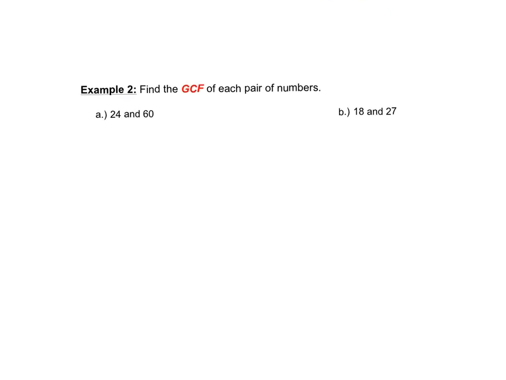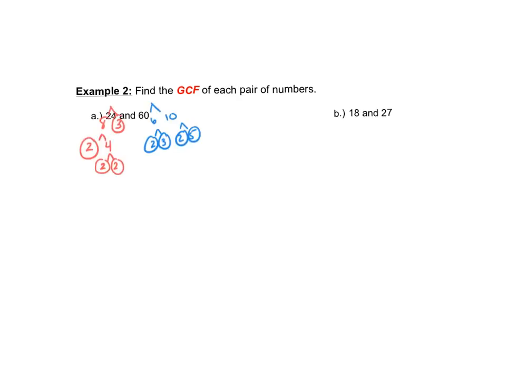Find the GCF of each pair of numbers. In order to find the GCF, you first want to list out the factor tree. So when I broke down 60, I ended up with 2 to the second times 3 times 5, or 2 times 2 times 3 times 5. And for 24, I had 2 to the third times 3, or 2 times 2 times 2 times 3.